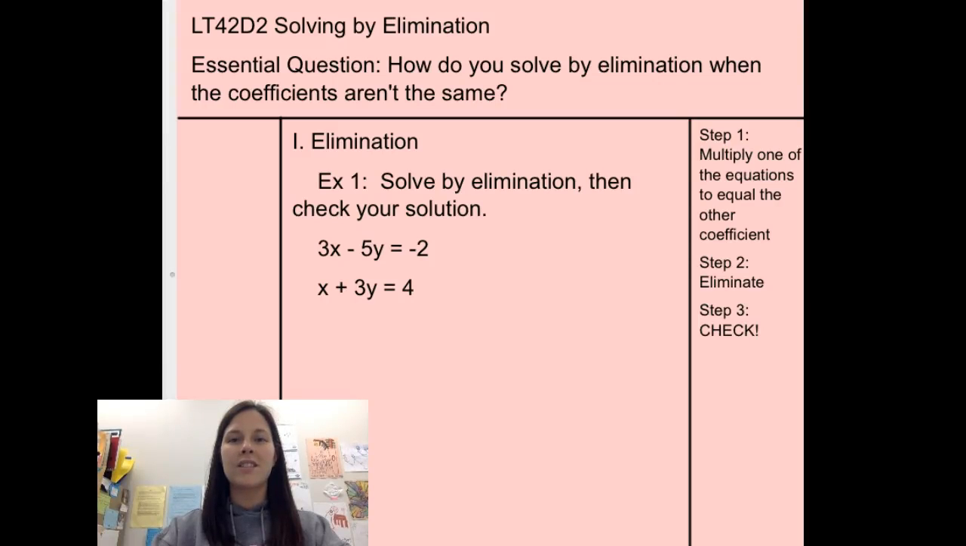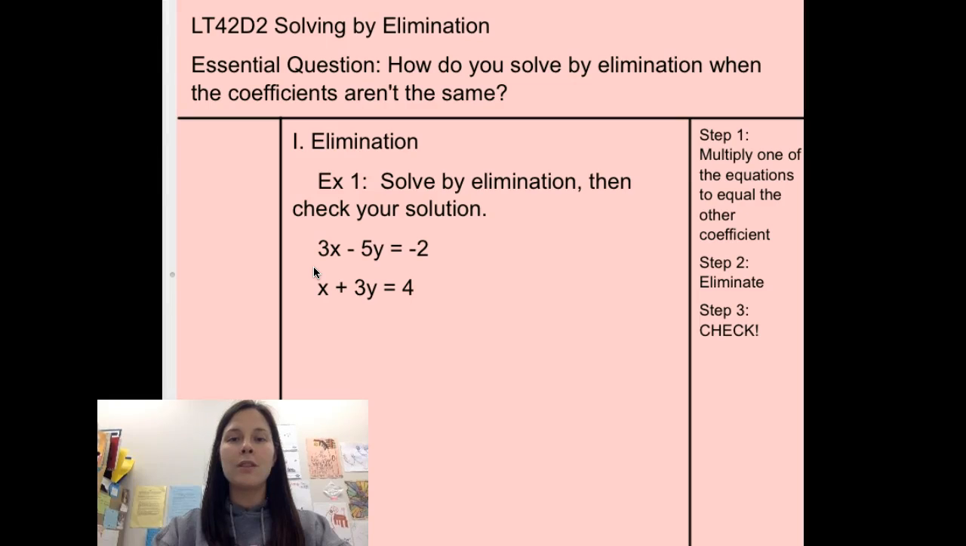Now we're going to learn how to solve by elimination when none of the variables have the same coefficient. So we can't just add them together, and we can't just multiply through by a negative. Taking a look at our first example, we have a 3x and a 1x, and we have negative 5y and positive 3y. Neither one of those are going to just add together to cancel, and they're not opposites.